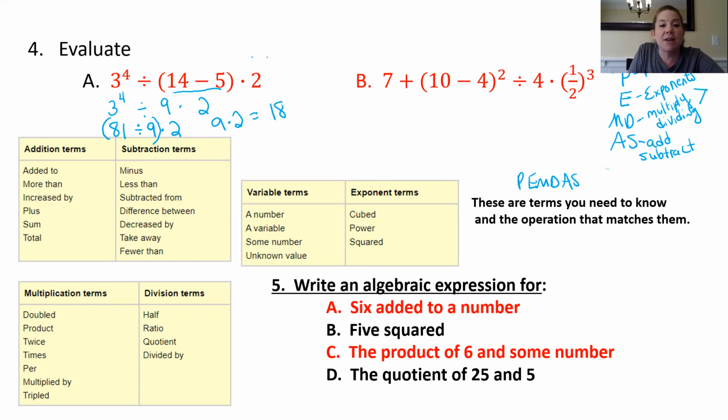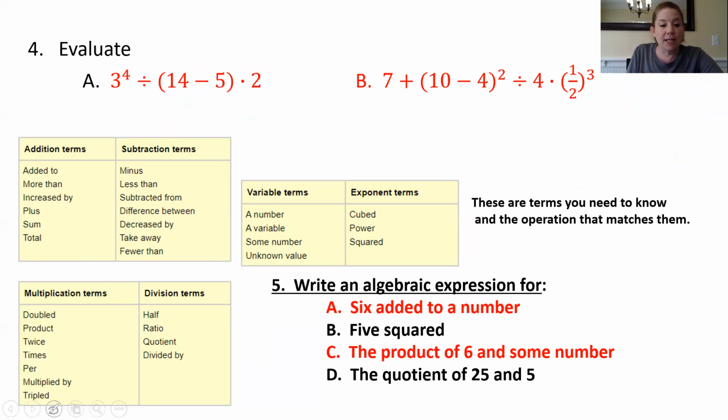Now, the great thing about these calculators is if you'll type this in your calculator exactly the way it's written, including the parentheses, it'll give you the answer right away. So you have to make sure you type it in exactly like you see it. So 3 to the 4th power divided by parentheses, 14 minus 5 parentheses, times 2, and my calculator immediately tells me the answer is 18 because your calculators are set up in the order of operations. All right, let's get rid of all this stuff.